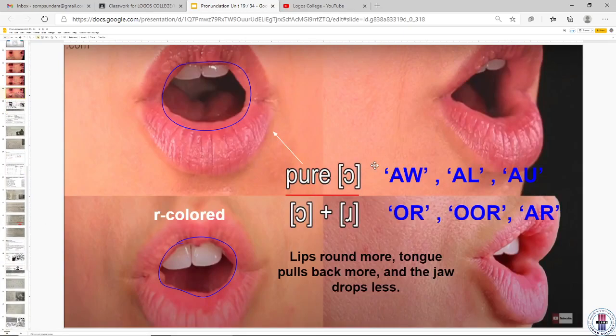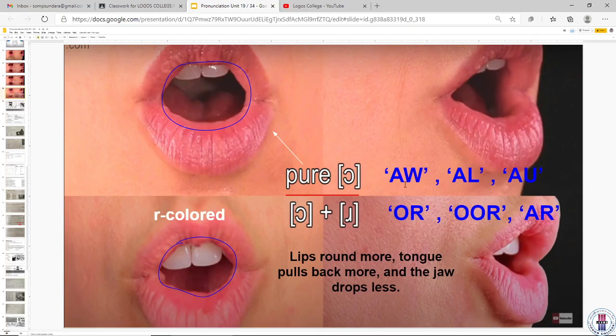So here's the difference between the British aw and the American or, the R-colored or. With the aw, you can see a little bit more inside the mouth. But when you add the r sound, you close your mouth a little bit more. Your lips become more round, all right? Your tongue pulls back more and the jaw drops less. So up here is the aw. Down here is the or. Aw. Or.